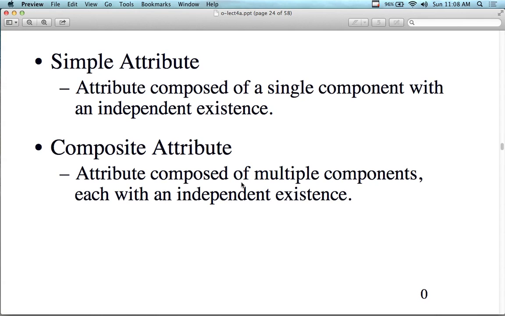So, alright, attributes. We have simple attributes and we have composite attributes. A simple attribute is a single component. A composite is multiple components. Address is a classic multiple component attribute. And address is what? A city, a state, a zip, a street address. All those things together make up the address.